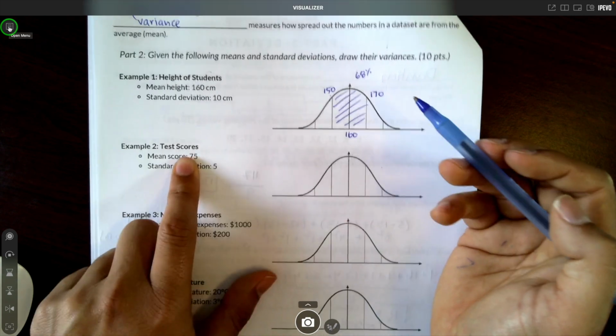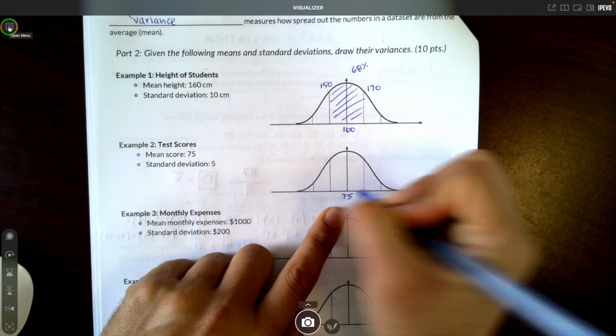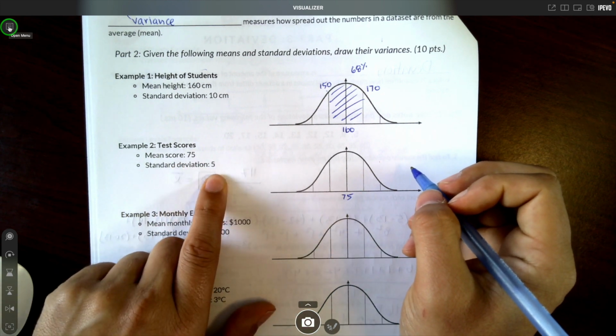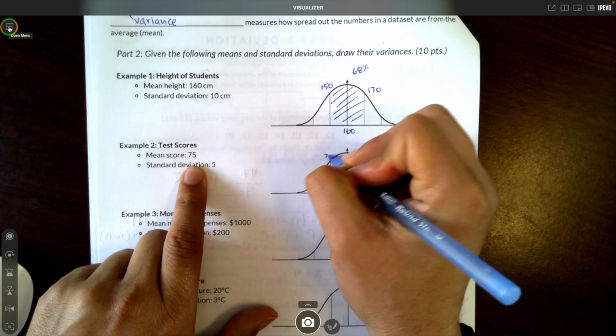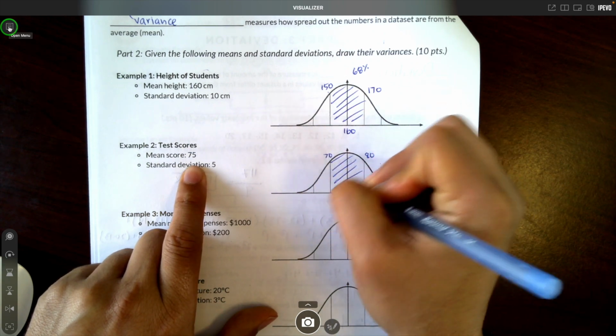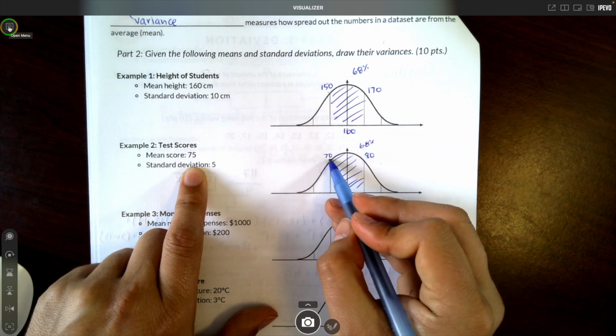Now, what about test scores? The average or the mean is 75. Standard deviation is 5, so I'm going to add 5, so 80. Subtract 5, 70. So most students, 68% of students, got scores between 70 and 80.